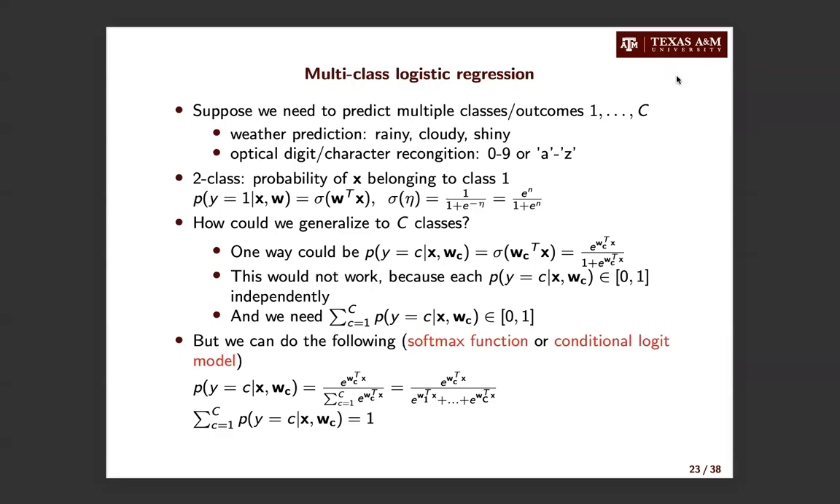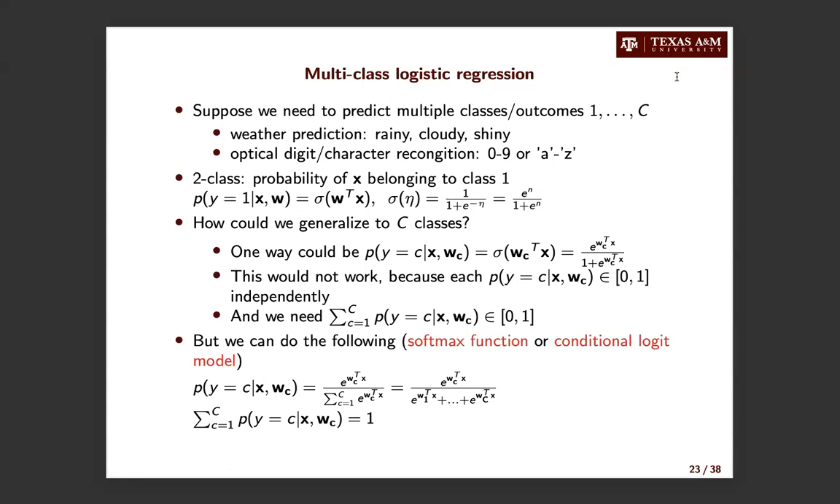In this video, we're going to discuss multi-class logistic regression. As the name says, multi-class logistic regression aims to conduct a multi-class classification problem in which we would like to predict more than two classes. Examples of this can be predicting different types of weather, such as rainy, cloudy, or sunny, or another example can be optical character recognition.